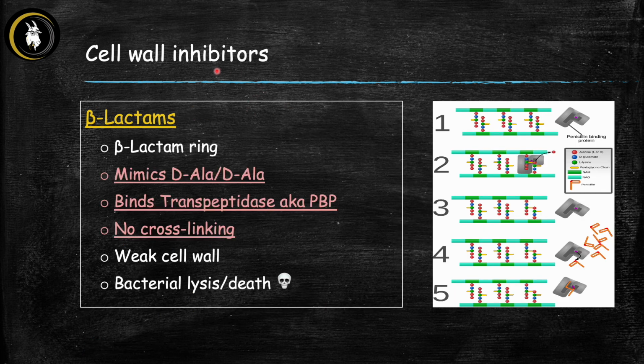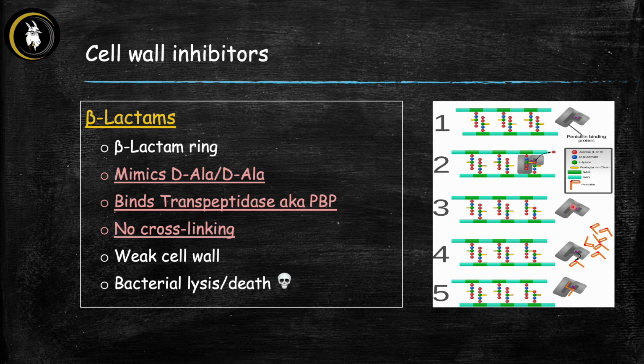All right, so that was the cell wall. Let's see how cell wall inhibitors work. This is the mechanism of action of all the drugs that are beta-lactam cell wall inhibitors. So the reason they're called beta-lactams is because their chemical structure has a beta-lactam ring. What's important about this ring is that it mimics the D-ala. Therefore, it's going to bind to that transpeptidase, and by binding to it, it's going to inhibit it. So there's going to be no cross-linking of those peptide chains. Therefore, it's going to weaken the cell wall, and it's going to lead to bacterial lysis and bacterial death.